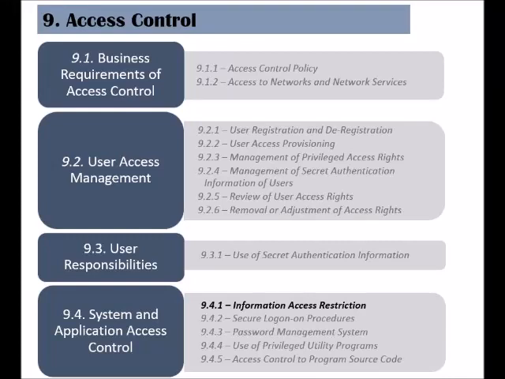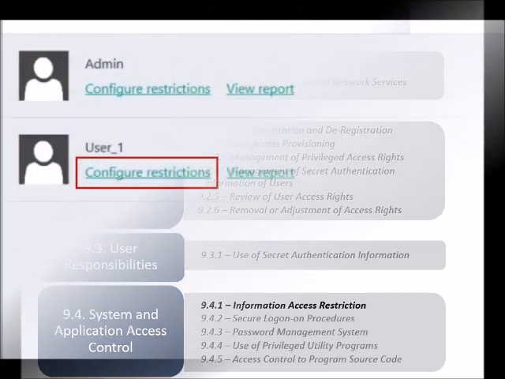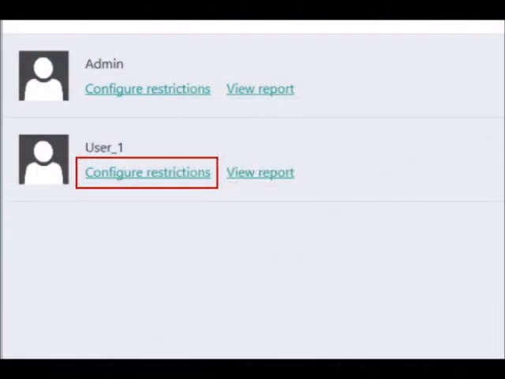The fourth and last category of the access control clause is called system and application access control. This category provides a more technical approach towards access control. The first control is called information access restrictions, and it deals specifically with access to systems and applications. This control should comply with the business requirements and the access control policy.